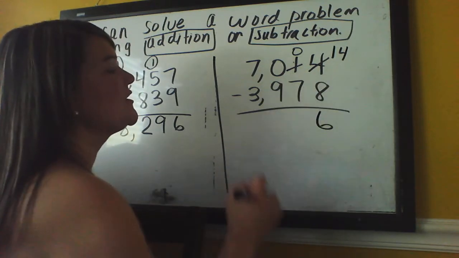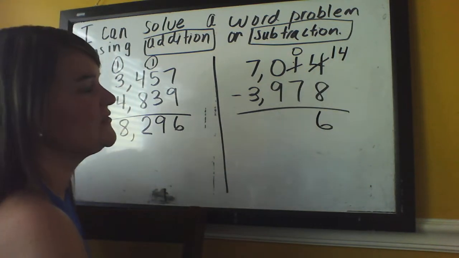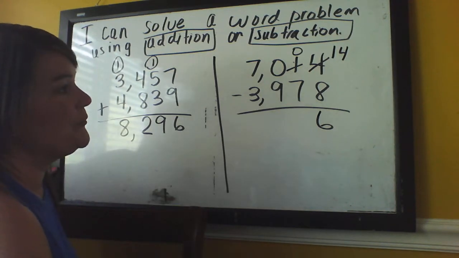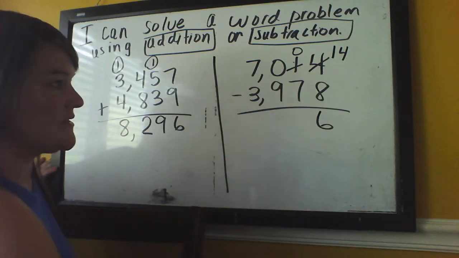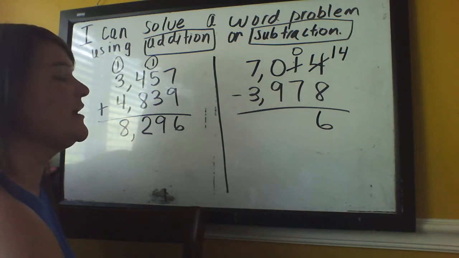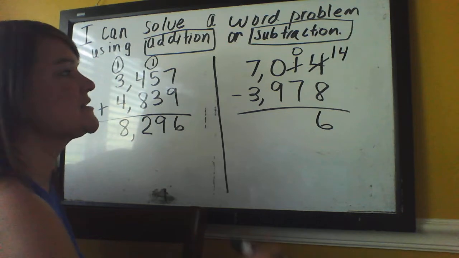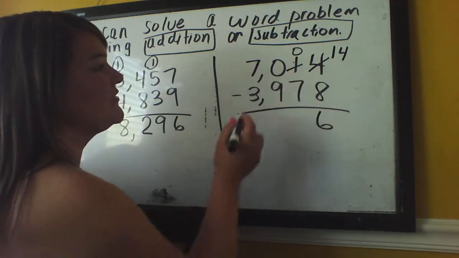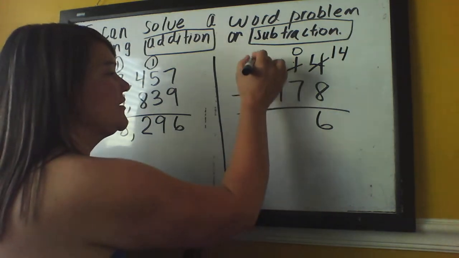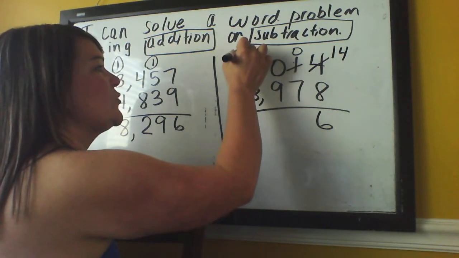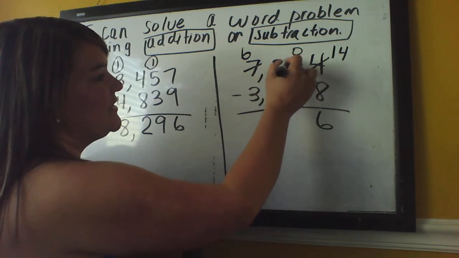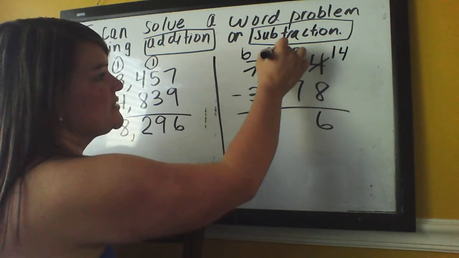Now I can move on to my tens place. I ask myself, can I do 0 minus 7? The answer is no. So I go to my hundreds place. My hundreds place also has a 0, so there's nothing that I can regroup from in the hundreds place. So I have to go all the way to my thousands place. I have a 7 in my thousands place, so I'm going to regroup it. I take 1,000 away, that becomes 6, and I can convert that into 10 hundreds.